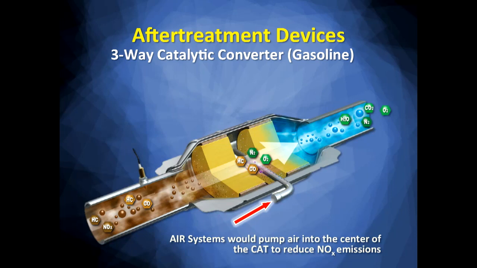You have 2 beds there. Your first bed is designed to reduce hydrocarbon and carbon monoxide. Then it's got a pipe, if you will, where you see air injection, as the little red arrow points into the center of the catalytic converter, and then your second bed is for NOx emissions. Both beds had noble, expensive metals: platinum and palladium in the front bed and rhodium in the back bed.